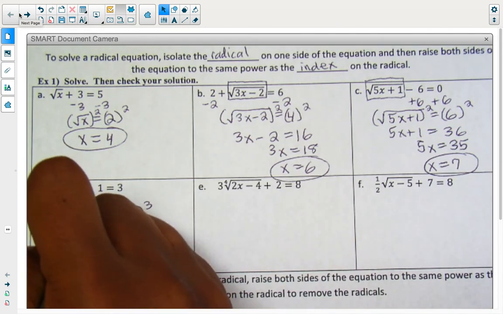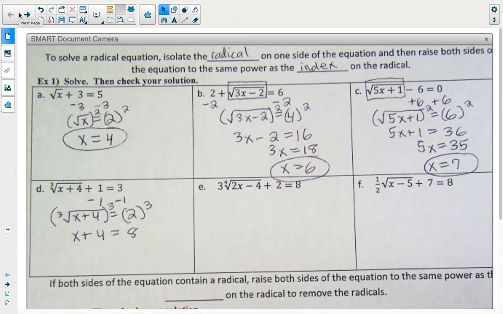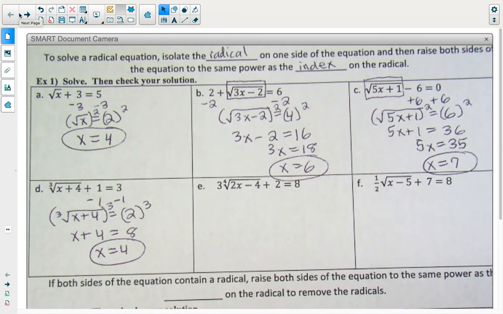So this gives me x plus 4 is equal to 2 to the 3rd, which is 8. Again, that is not 2 times 3. That is 2 times 2 times 2. It's 2 to the 3rd power. Subtract 4 from both sides, and voila, x is equal to 4.